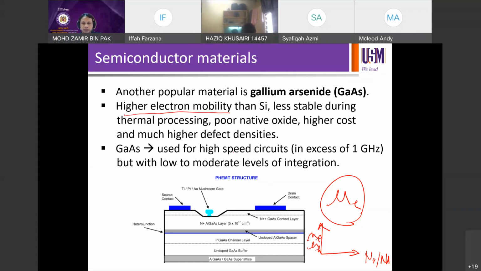So for high-speed circuits in excess of 1 gigahertz, even though you can push the capability of silicon, by intrinsic properties, germanium has higher mu E compared to silicon.